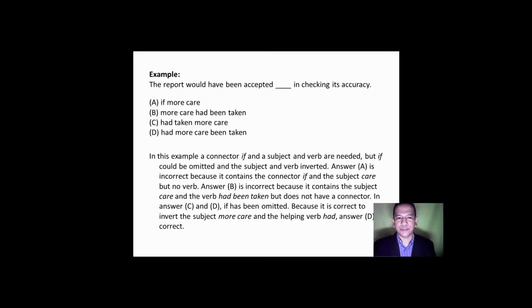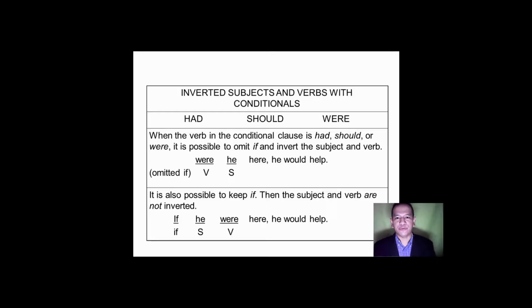So the best answer for this one, of course, is not A or B, or even C. I know that you think C is going to be the best answer, so be careful. The report would have been accepted. It is the subject, so we need to put a verb in this sentence. So the best answer to the example is: the report would have been accepted had more care been taken in checking its accuracy. So B. Okay, so this is the list. Inverted subject and verb with conditionals: had, should, were.